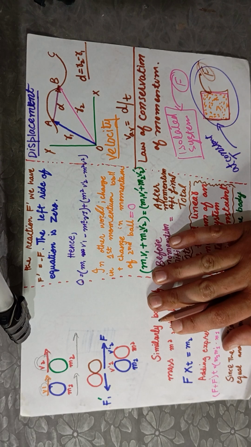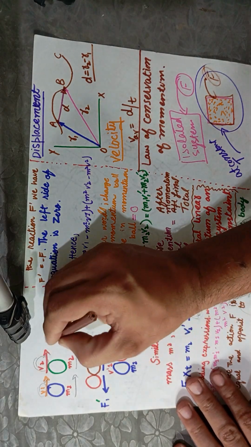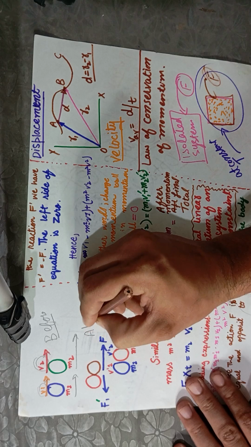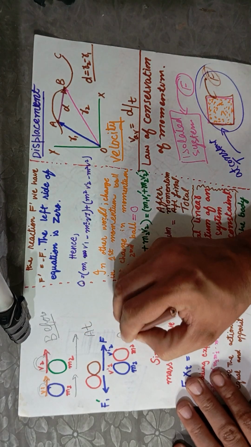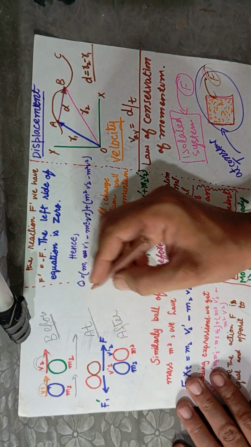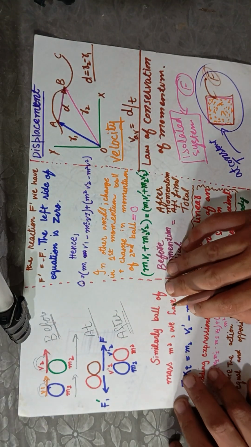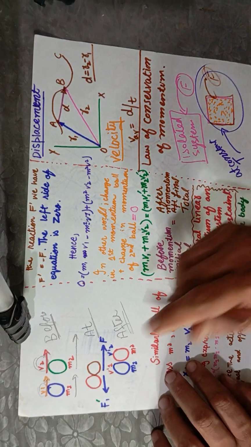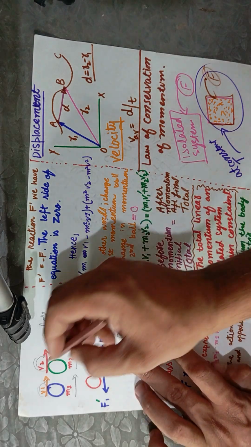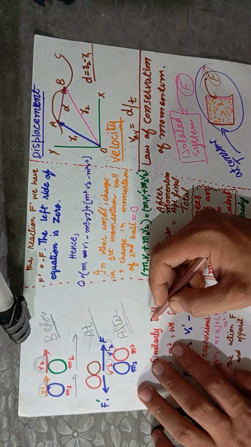Both the balls collide. Before collision, at collision, after collision. After collision, ball of mass m1 moves with velocity v1 dash, and v2 becomes v2 dash.